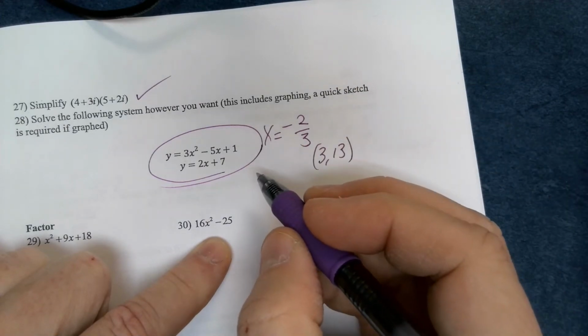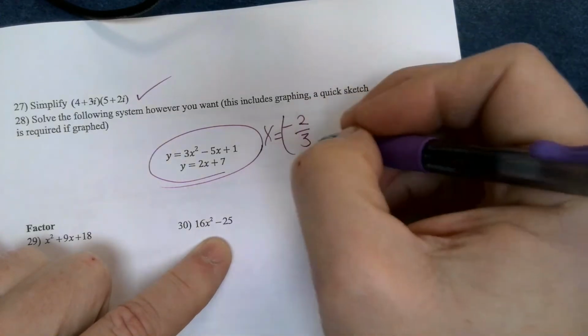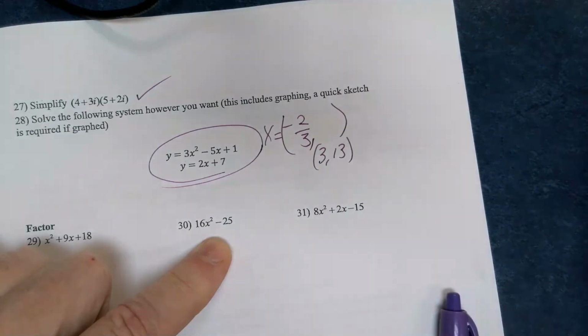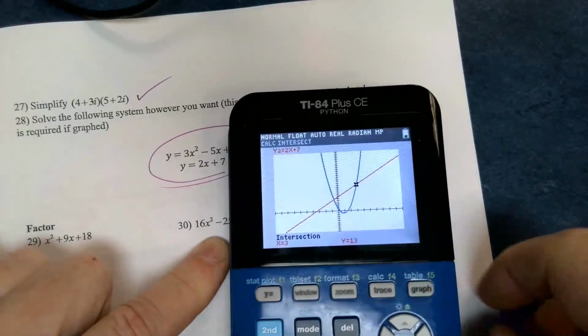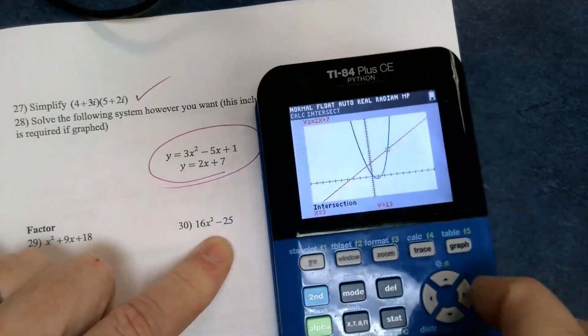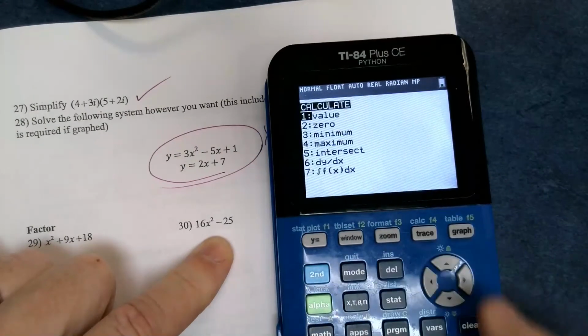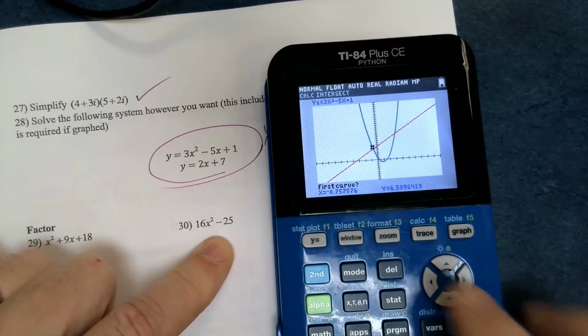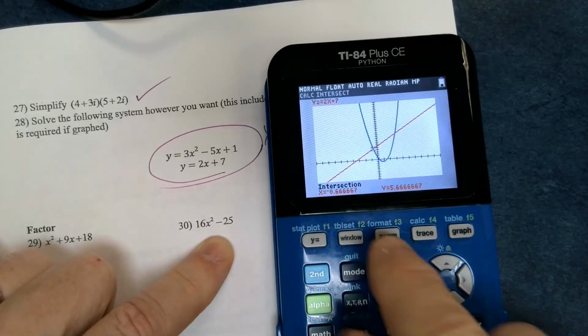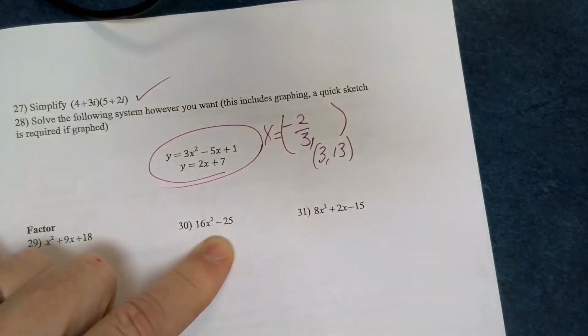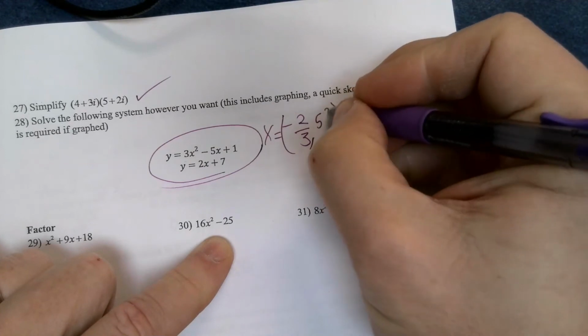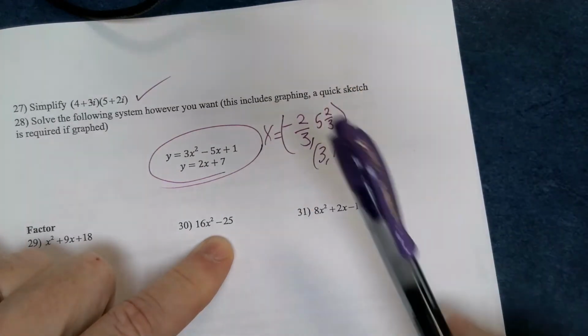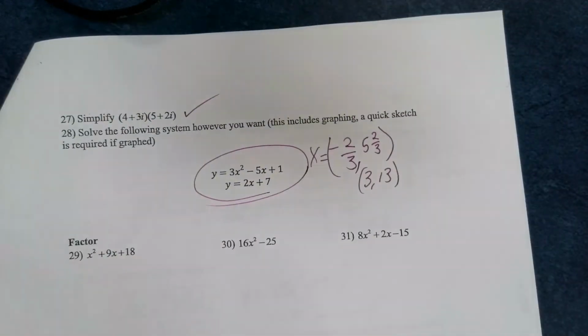So if it said solve for x, but it does say solve the system, so I probably should get the actual y value back here on this one. And second trace, number 5. Enter, enter, enter. So that's 5 2/3. So those are my two solutions to that system.